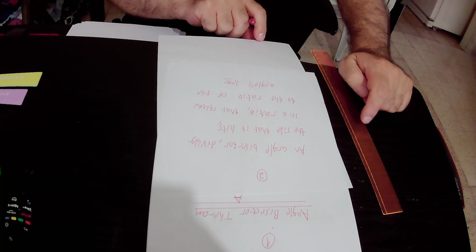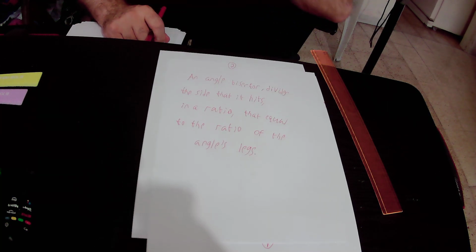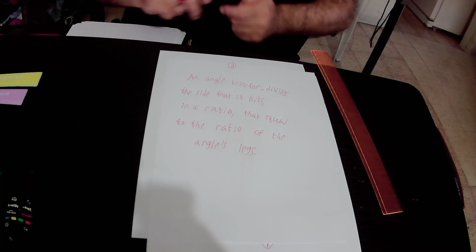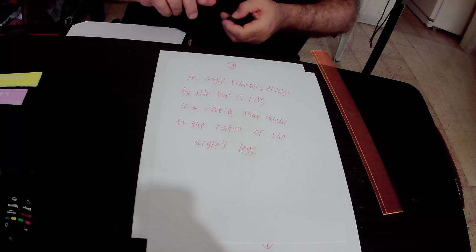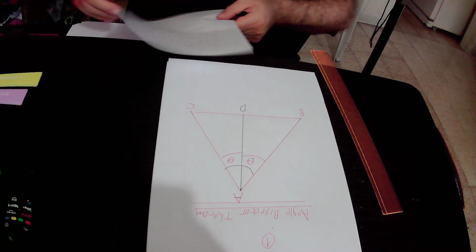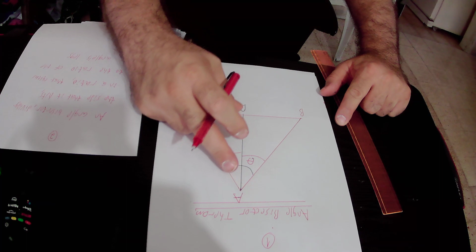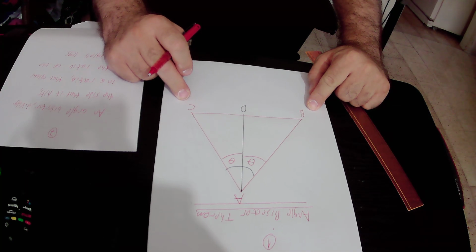Okay, so I will read the angle bisector theorem again. The angle bisector theorem states that an angle bisector divides the side that it meets in a ratio that equals the ratio of the angle's legs. So, according to the angle bisector theorem, the angle bisector AD divides the side BC in a ratio.